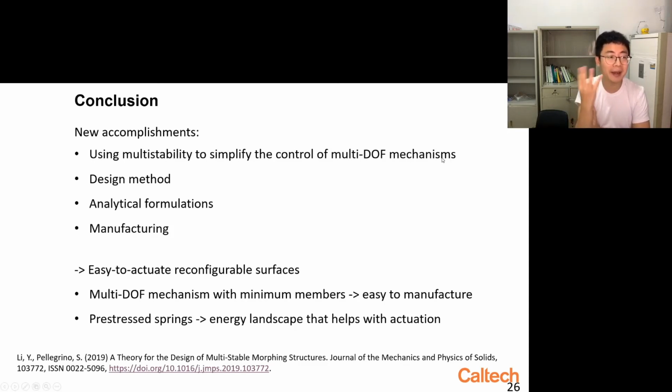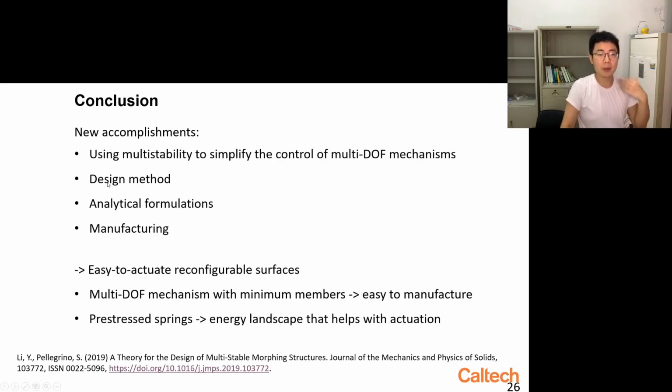So this is an innovation, right? We say, okay, here's a solution. Instead of mounting so many actuators, which is hugely complex and expensive and maybe not reliable, we say, okay, using energy to help, right? Simple actuation, but we have a multi-stable energy landscape.